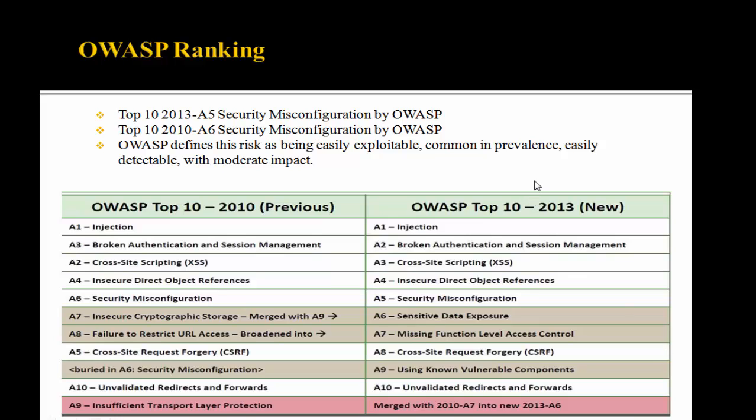On this page, I put all the ranking information by OWASP. In 2010, misconfiguration was on their list, and it is back again in 2013. So I think security misconfiguration is a very risky thing.